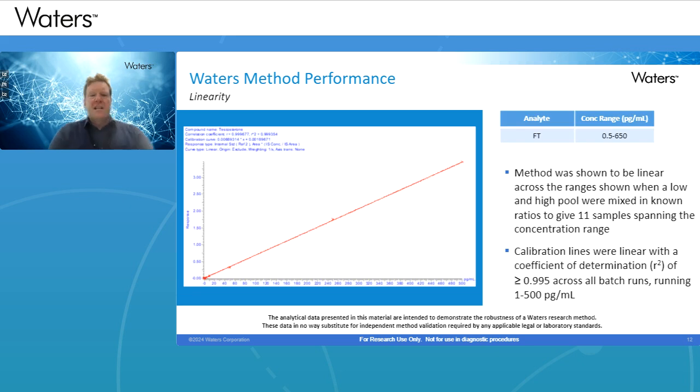Staying on the subject of linearity, the CLSI linearity experiment, in which low and high sample pools are mixed in known ratios, demonstrated linearity of this clinical research method for free testosterone over a range of 0.5 to 650 picograms per milliliter. Routine analysis, where we used calibration lines constructed over 1 to 500 picograms per milliliter, was shown to be linear on all the occasions we ran them, with a coefficient of determination of at least 0.995, as shown in the example on the slide.